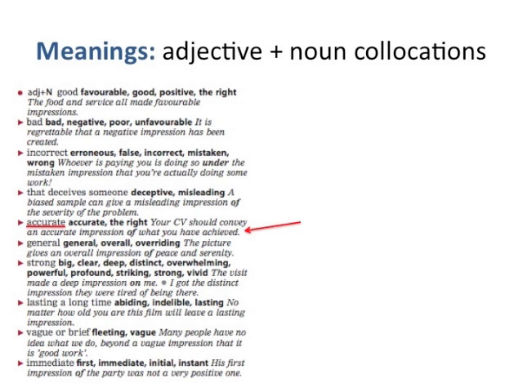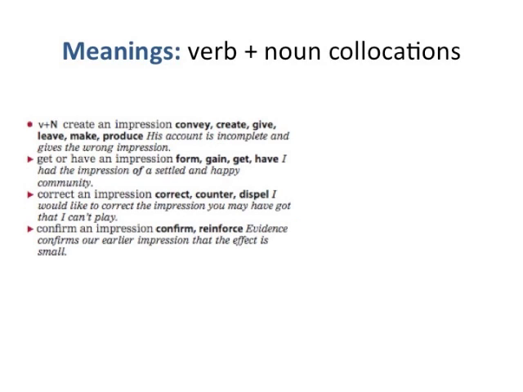Let's now look at the verb plus noun collocations for the word impression. You can see from the entry sign that it includes verb plus noun collocations. This section or entry will teach you what verbs you can use with the word impression. If you want to mean something like create an impression, you can choose one of these verbs: convey, create, give, leave, make, produce. Let's also read one example sentence. His account is incomplete and gives the wrong impression.